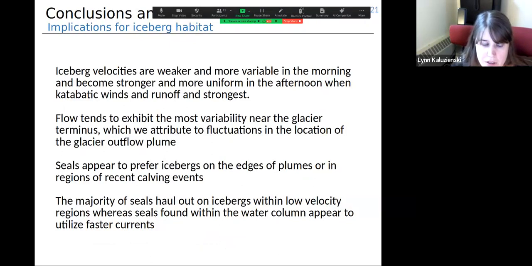The seals that we were able to observe within the fjord appear to prefer icebergs on the edges of plumes or in regions of recent calving events. And we also believe the majority of seals haul out on icebergs within low velocity regions, whereas seals that are within the water column appear to utilize faster currents. So with that, I will conclude my talk and hopefully open it up to discussion.